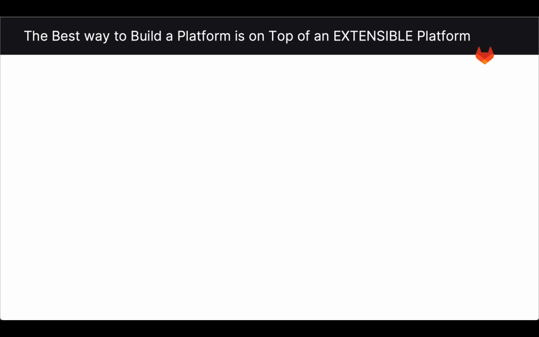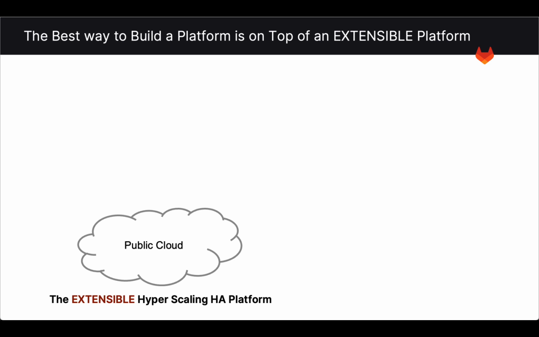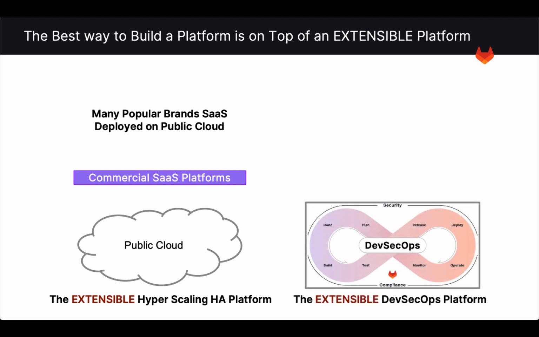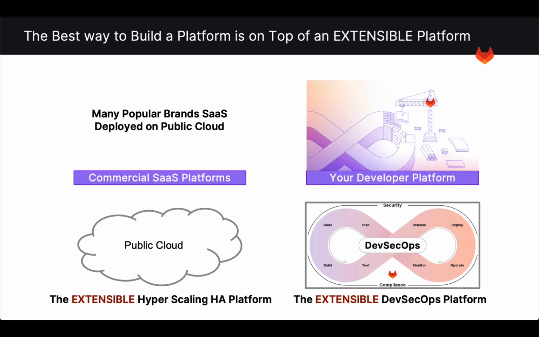I'm going to claim that the best way to build a platform is on top of an extensible platform. And we see this out in the market that the public cloud is the extensible hyperscaling high availability platform of choice. And we see a lot of public SaaS companies building on top of it. So some of your favorite SaaS platform solutions may indeed be based on one of these public clouds. So if we think about this in terms of building a DevOps solution, GitLab is the extensible DevSecOps platform. And sometimes we don't go deeply into how extensible it is, but we're going to do a little bit of that today.